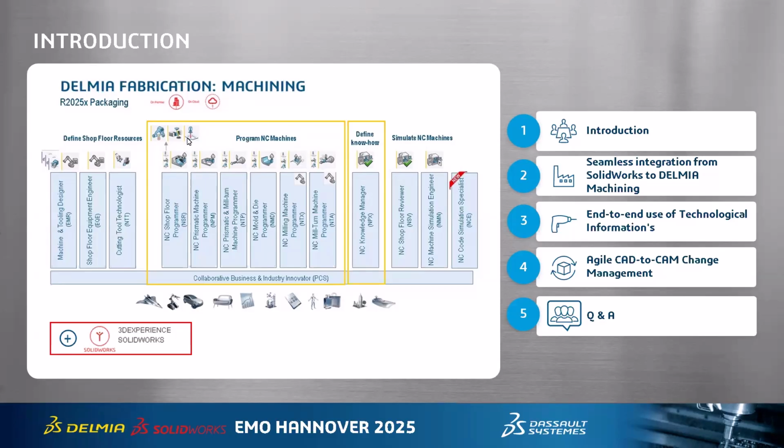Which roles are used? You see here on the left side the DELMIA fabrication portfolio. You could use the NC shop floor programmer up to the NC mill-turn machine programmer. And for sure, for the automation part, the NC knowledge manager role. And at the end, the 3DEXPERIENCE SolidWorks connected.